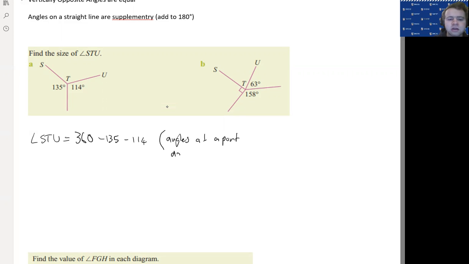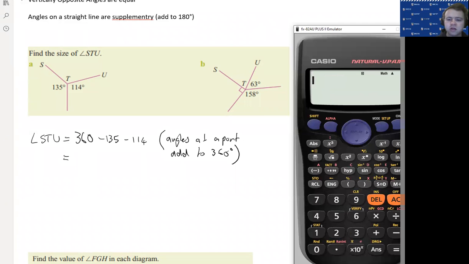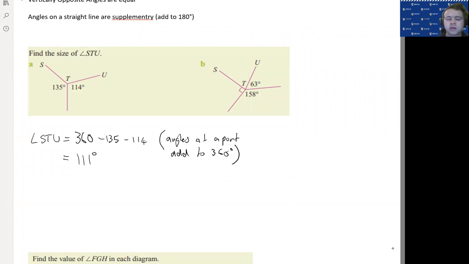add to 360. So the reason why I can write that equation is because of the reason in the brackets, because angles at a point add to 360 degrees. Okay, once I have that reason, I can continue doing my working out to find my angle. I can use a calculator. 360 minus 135 minus 114 equals 111 degrees.